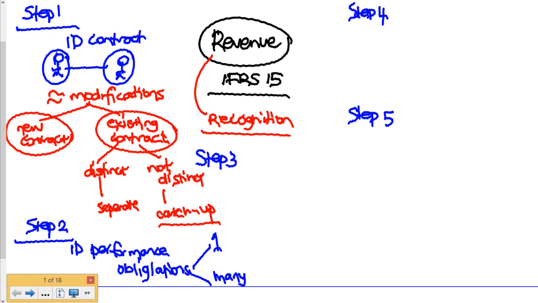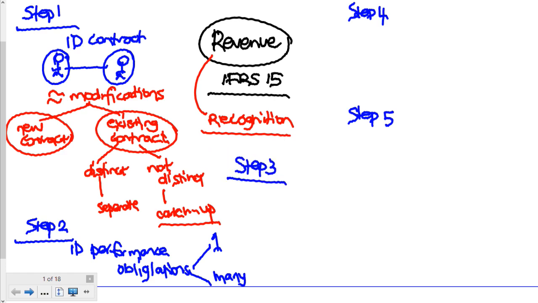So again, as an example, if you signed up for lectures plus the crash course, we would say that there are two performance obligations, lectures and a crash course, isn't it? And then we would take the revenue that you've paid and split it between the two. So that's step two, to identify your performance obligations. Step three is to determine a price.